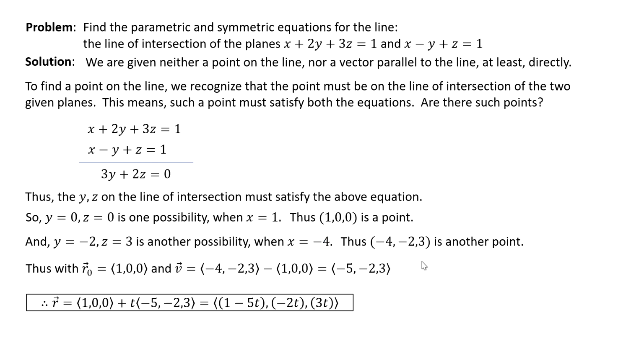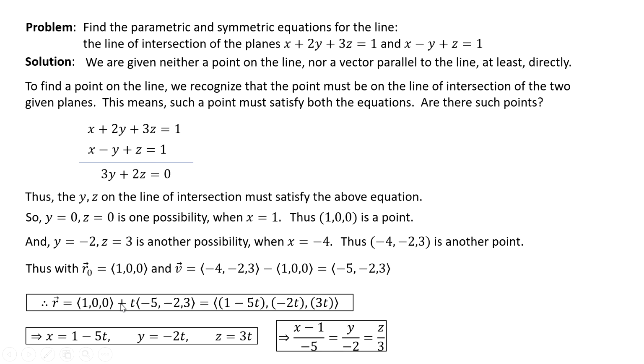Okay? All right. This is the parametric equation. I didn't do the symmetric in this either. It would be simply (x minus 1) divided by negative 5, y over negative 2 equals z over 3. That's what the symmetric equation would be. Oh, I did do that. What do you know? Okay, and so we got both the parametric and symmetric. And in fact, we got the vector equation too.